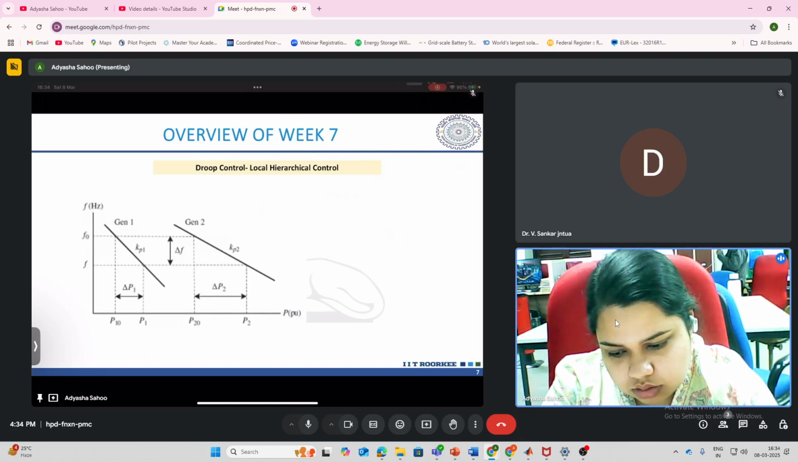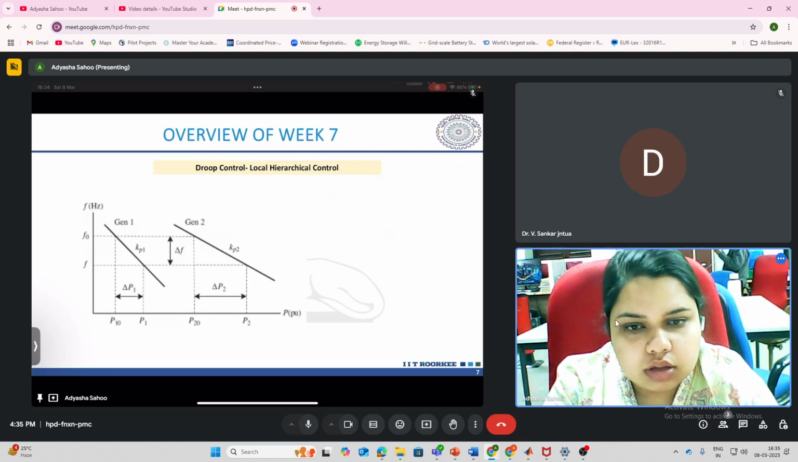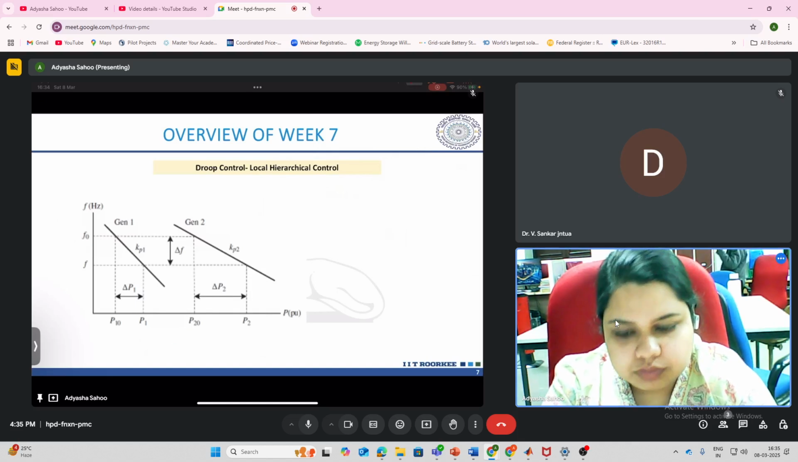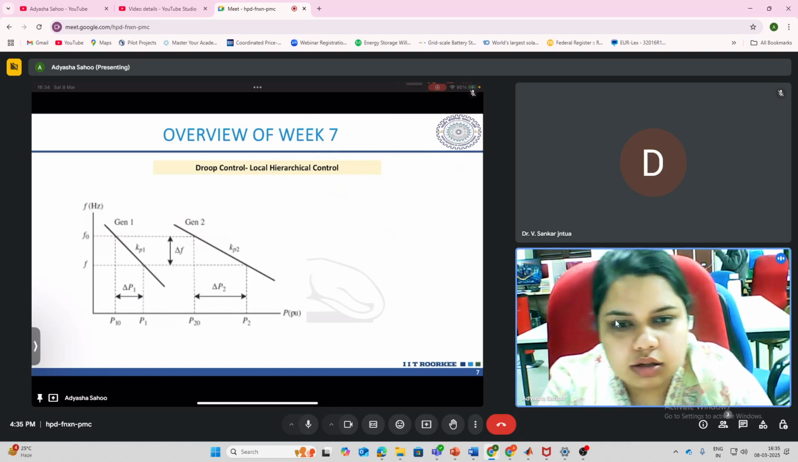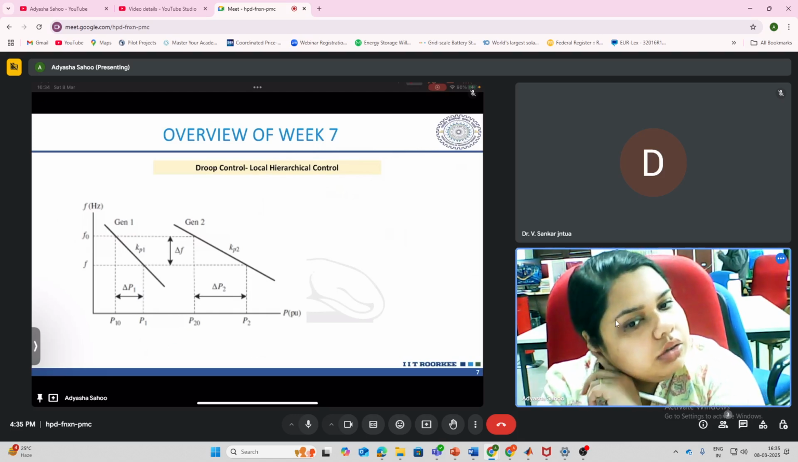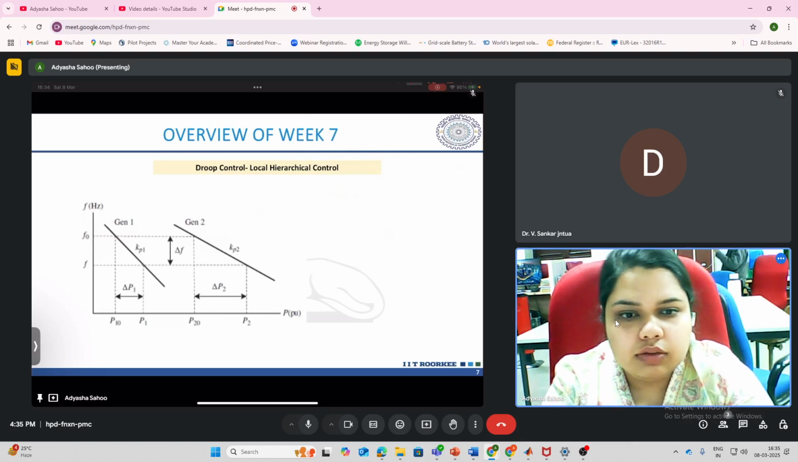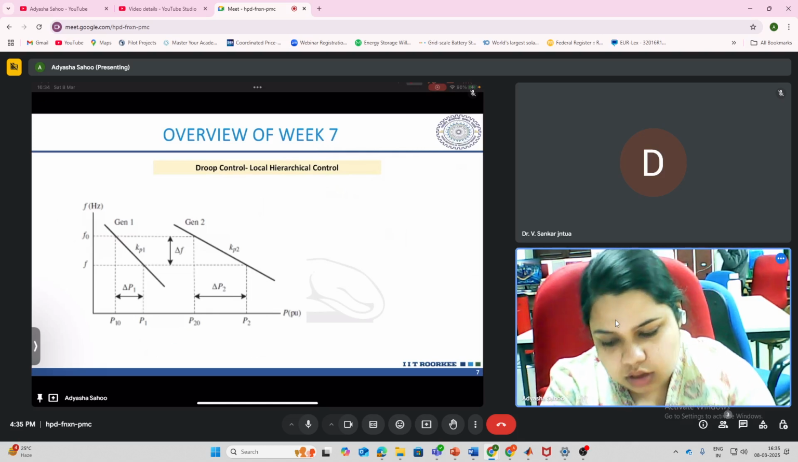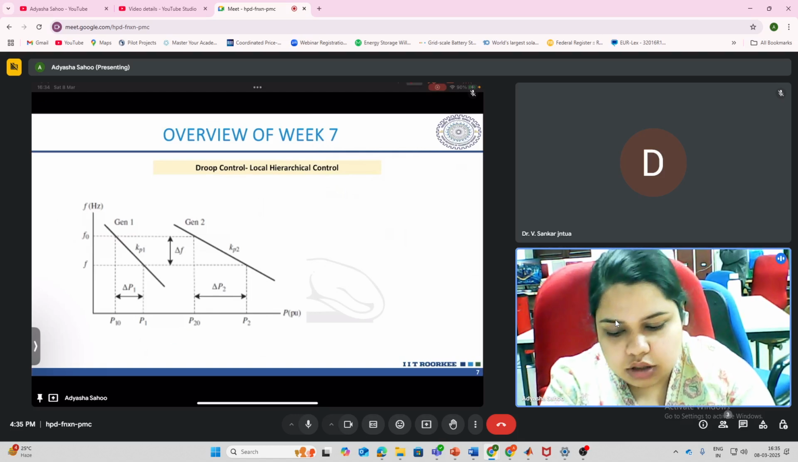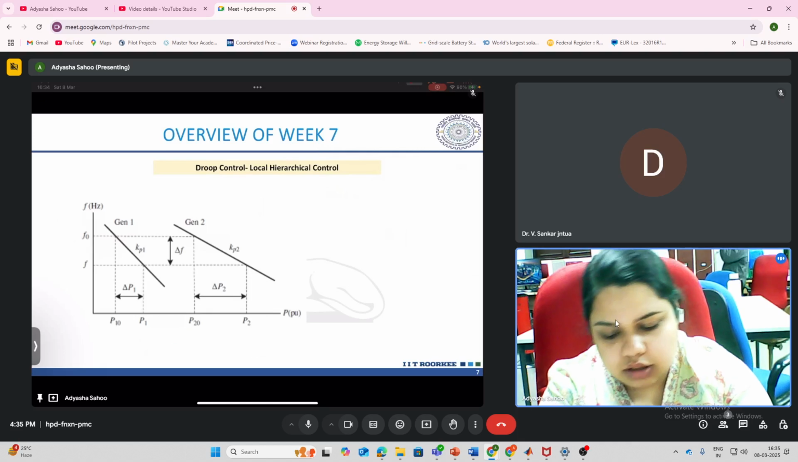So, how does the local controller work? Basically, the most popular one is the droop control. Within the hierarchical control, first we'll be discussing this local control layer, and within that, the technique that we will study is the droop control. Droop is very popular; for thermal generators also we have seen it earlier.